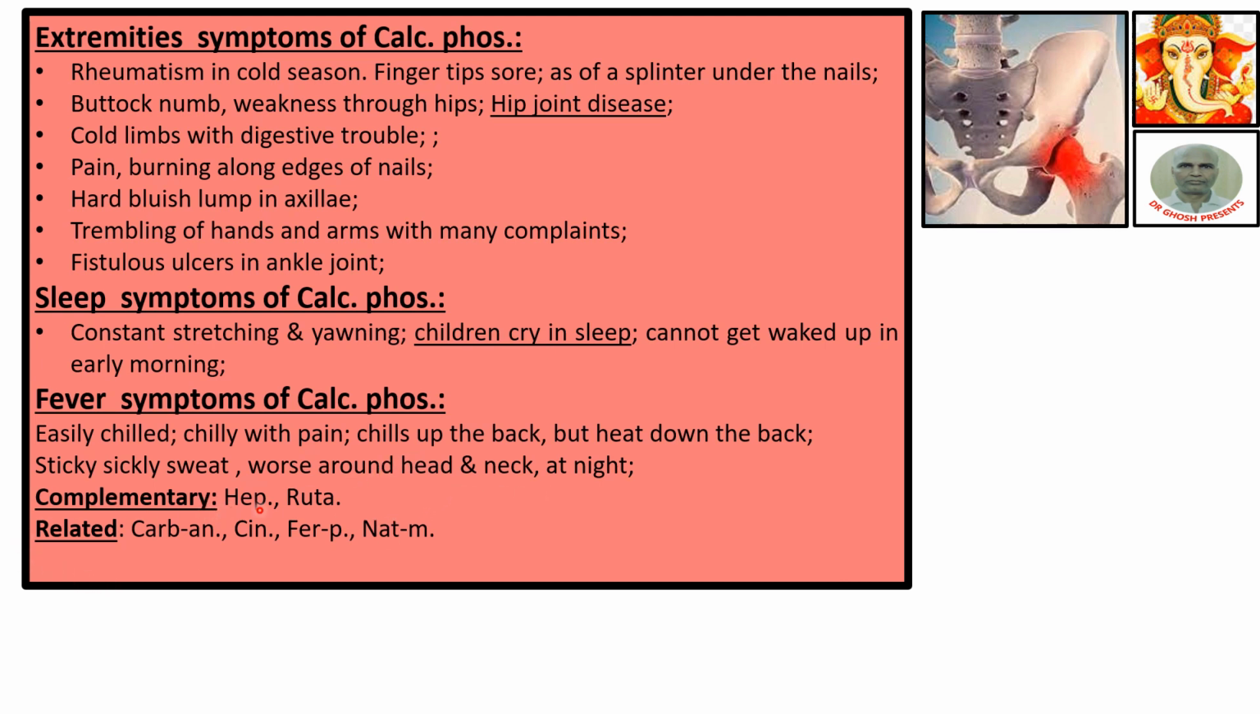Complementary: Hepar, Ruta. Related medicines: Carbo Animalis, Cina, Ferrum Phos and Natrum Mur. With this, the video ends.